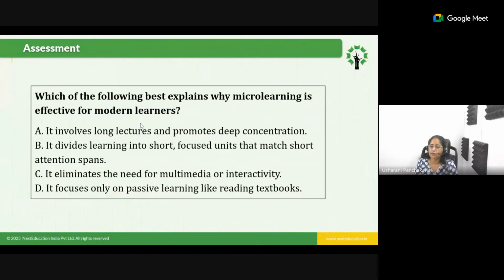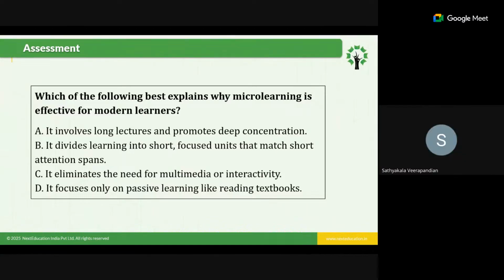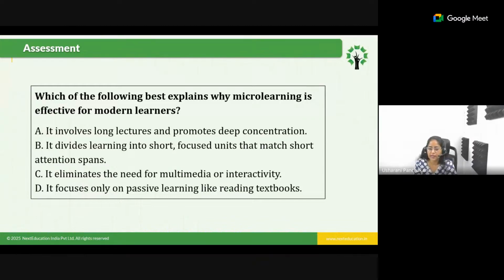Next, which of the following best explains why micro-learning is effective for modern learners? What is the answer? It divides learning into short focused units that match short attention spans. Yes, that is the answer. Because it involves long lectures and deep concentration, no, that is where our traditional method is going on. It divides learning into short focused units that match the short attention span. It eliminates the need for multimedia or interactivity, no.